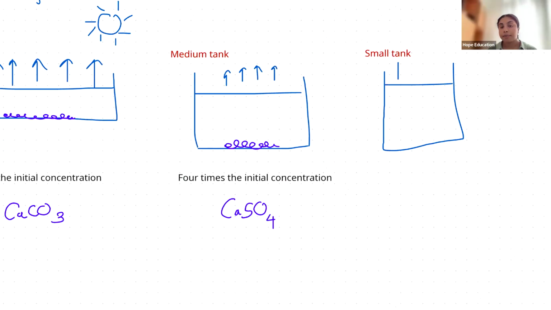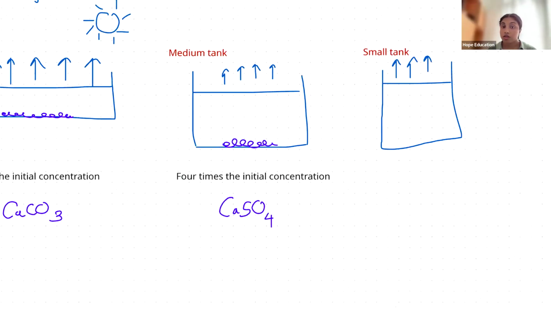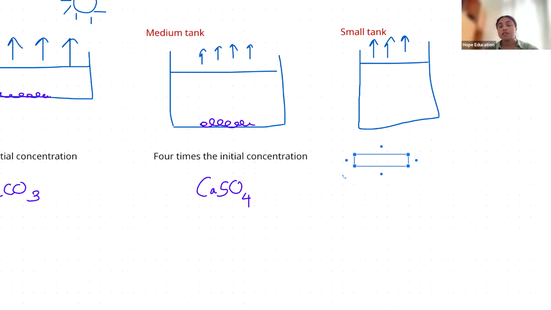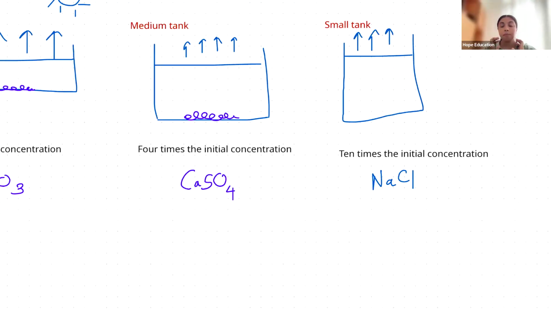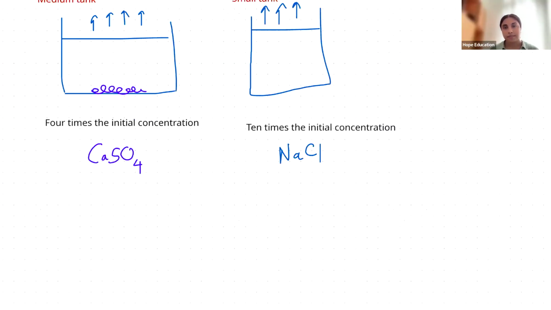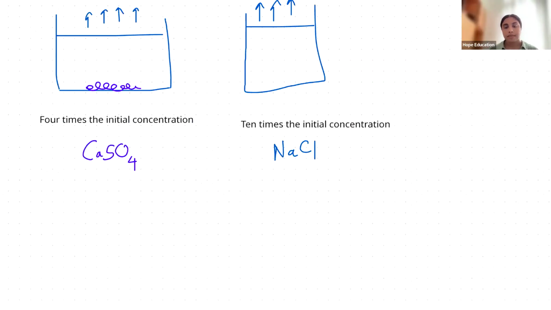Evaporation will continuously happen and therefore the concentration will continuously increase. When the concentration is 10 times the initial concentration, what is precipitated? Yes, NaCl is precipitated. NaCl starts precipitating first, and before it finishes precipitating, two other salts start to precipitate or crystallize. What are they?